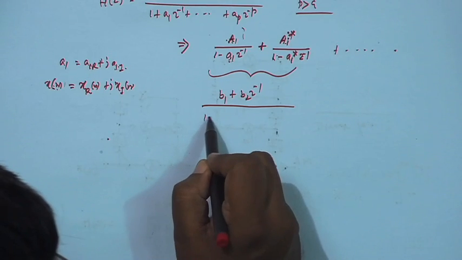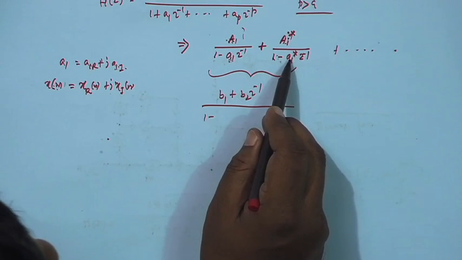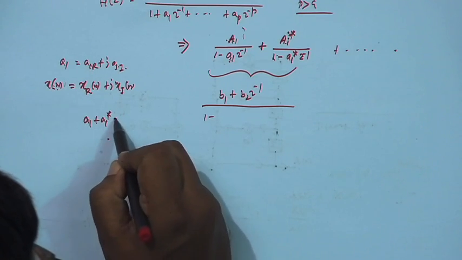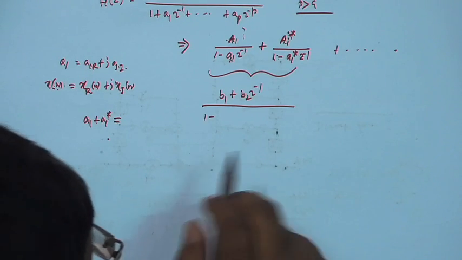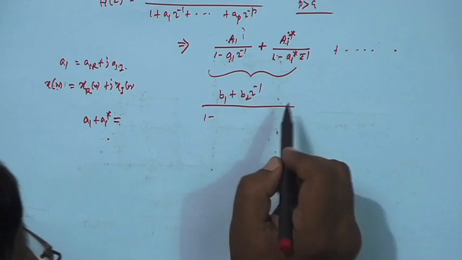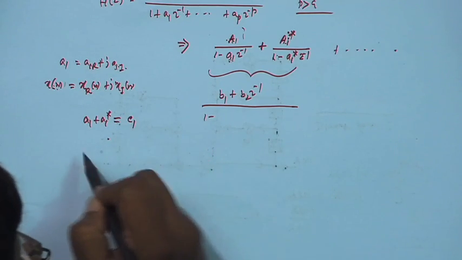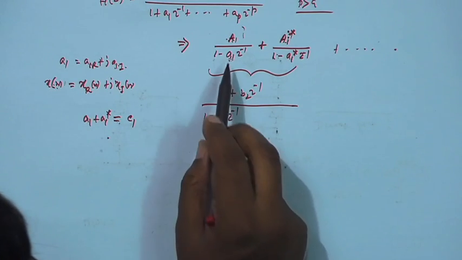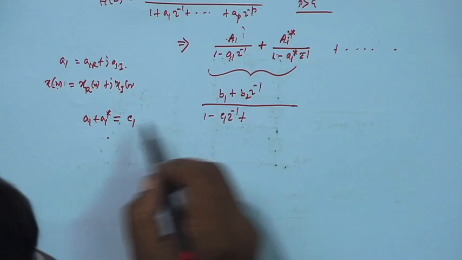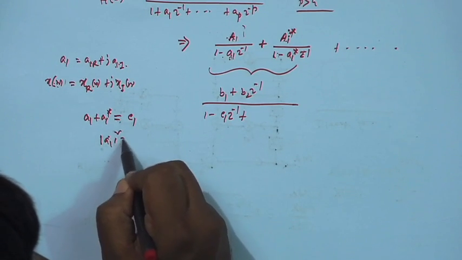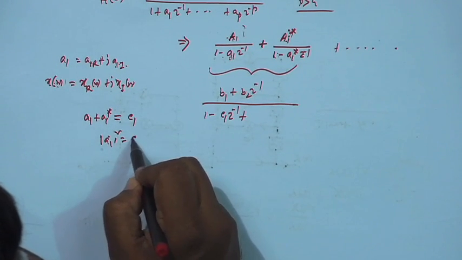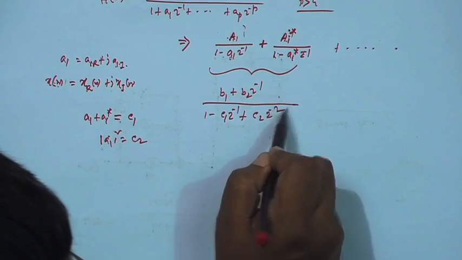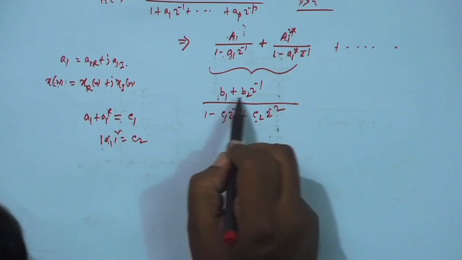In the denominator, you have got 1 minus small a 1 plus small a 1 star, so suppose a 1 plus a 1 star, or to give some name to it, say C 1. So, C 1 and C 1 is real, Z inverse, and plus mod a 1 squared, this is again real, call it C 2. So, C 2 Z inverse 2. So, this is real, this is real, this is real, this is real, that you have seen.